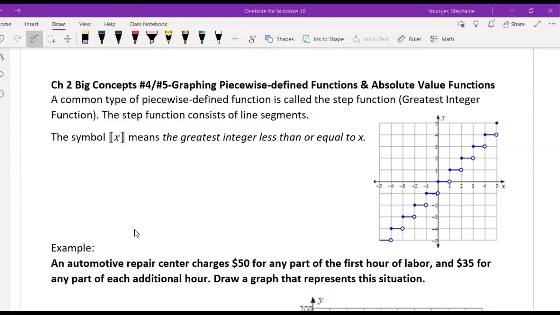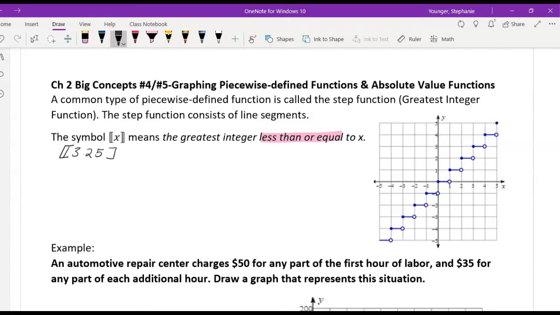We call that a double bar. So the greatest integer of x means the greatest integer less than or equal to x. The key here is less than or equal.